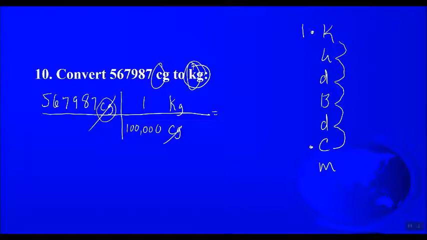Pause the video. Divide 567,987 by 100,000. All right, I believe it gives you 5.67987 kilograms. No units, no credit.